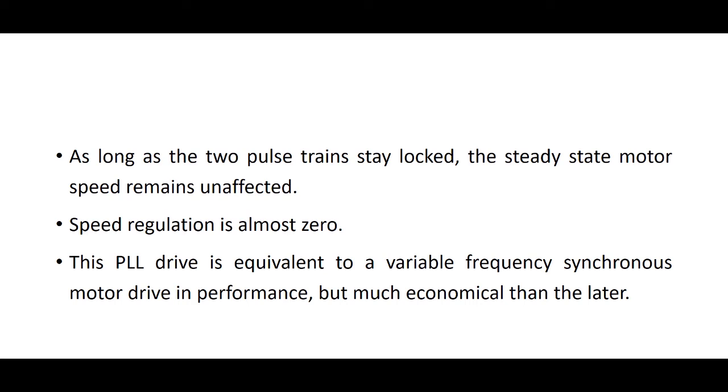In an inverter fed synchronous motor drive, the synchronous motor always has speed regulation 0, because with a variable frequency inverter feeding the synchronous motor, the output speed depends upon the input frequency and is not affected by the load. So, speed regulation is 0. In the DC motor also, because of the PLL, speed regulation is almost 0, less than 0.002%, and speed can be varied by varying the reference frequency, the reference speed. So, the PLL based DC motor drive is equivalent to an inverter fed synchronous motor drive in performance, but the cost is much less.